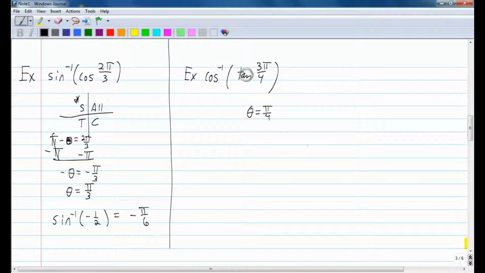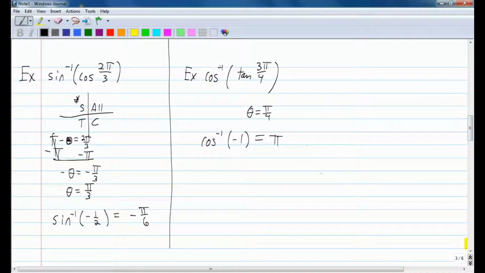Now, in the second quadrant, tangent is negative. So if I take the tangent of 3 pi over 4, it's going to be the same thing as the tangent of pi over 4, except it's going to be negative. So the tangent of pi over 4 is 1. So the tangent of 3 pi over 4 is negative 1. So it's going to leave me with the inverse cosine of negative 1. Now remember, if you're taking the inverse sine or cosine of 0, 1, or negative 1, then it's one of those quadrantal angles. So we have to say to ourselves, the cosine of what is negative 1? That will be the cosine of pi. That's negative 1. The answer here is pi.